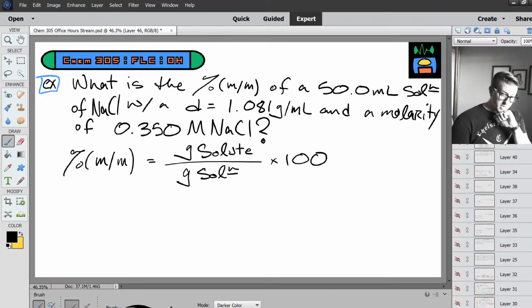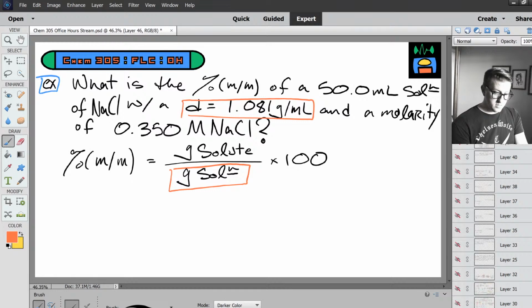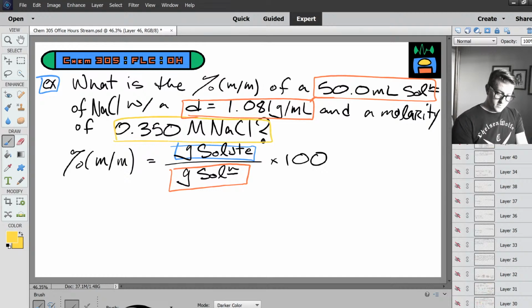Now, you'll notice that our denominator, to get the mass of the solution, we can do that using the density of the solution and the volume. So these two together will give us the mass that go in our denominator. The trickier part is, how do you get at the grams? Well, we're given molarity, and we're given volume.